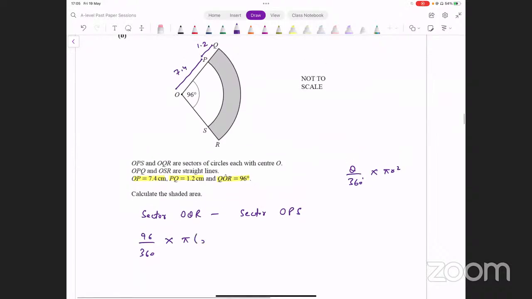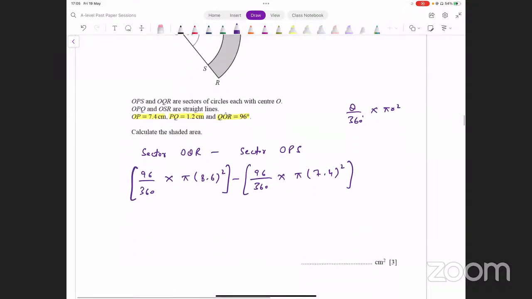तो ये हो गया हमारे पास 8.6 का स्क्वायर. Subtract from that 96 over 360 multiplied by pi into 7.4 का स्क्वायर. ये दोनों एरियाज हम निकालेंगे, इनको सब्ट्रैक्ट कर देंगे, and that's going to give us the final result. ठीक है, पूरा कैलकुलेटर में इवैल्यूएट करना चाहें इकट्ठा कर लें या अलग अलग कर लें, that's your choice.